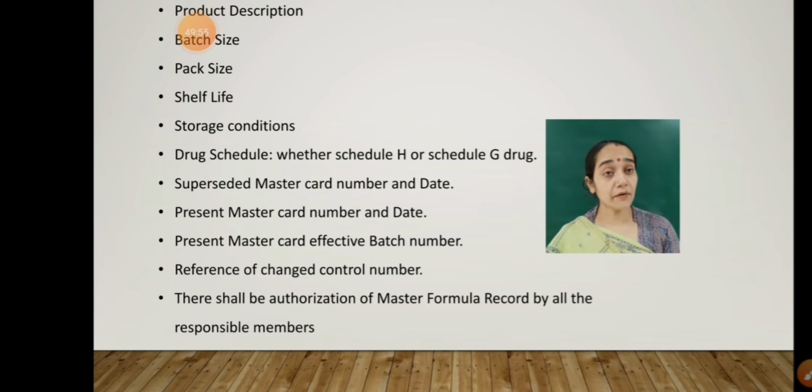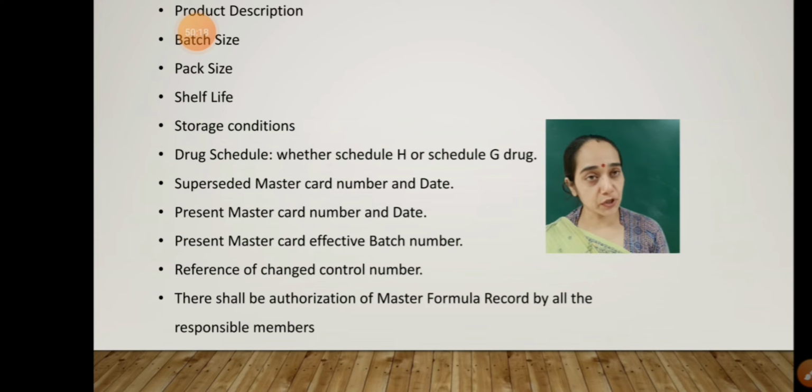If any change has been made in the record, then the reference on which that change was made, the change control number, will be given. There will also be an authorization of the master formula record by the responsible members, that is, the authority persons: the head of the production department, the head of the analytical department, and the quality assurance department. They are the responsible individuals, and their names and signatures will be written on the master formula record.